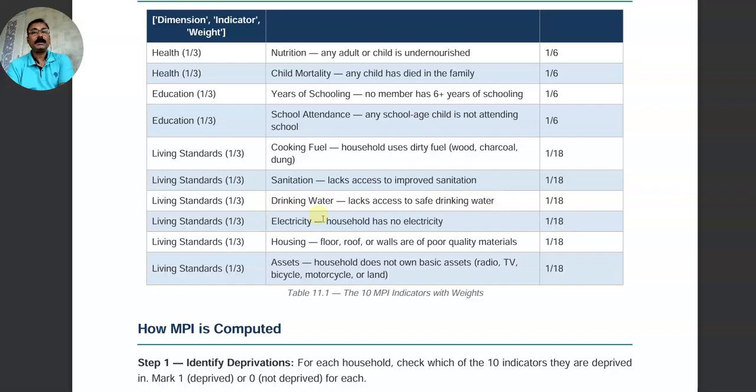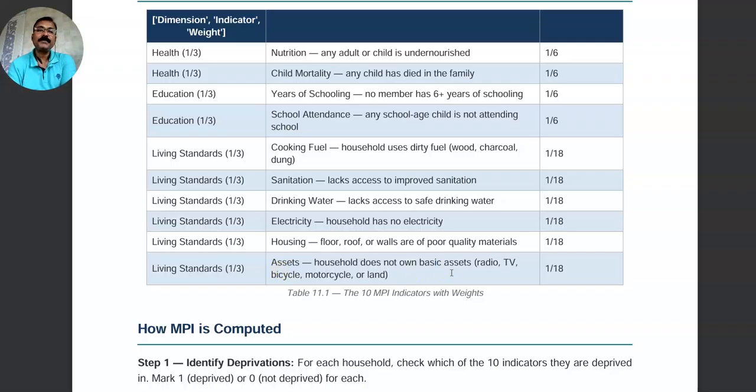Yes or no? Electricity: the household has no electricity? Yes or no? Housing: the floor, roof, or walls are of poor quality material? Yes or no? Similarly, asset profile: the household does not own basic assets such as radio, TV, bicycle, motorcycle, or land? Yes or no?